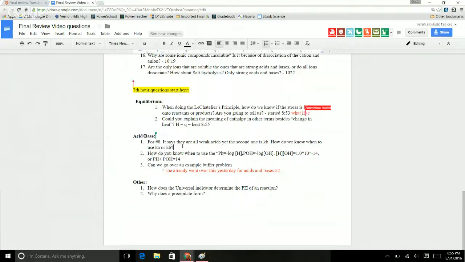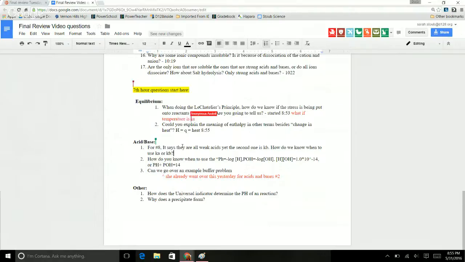Okay, let's go to acid base. For number 8, I'm guessing it's number 8 on the review worksheet. Okay, it says that they are all weak acids, yet the second one is Kb. How do we know when to use Ka or Kb? Oh yeah, the directions are a little unclear. That says write the Ka or Kb for the following weak acids.